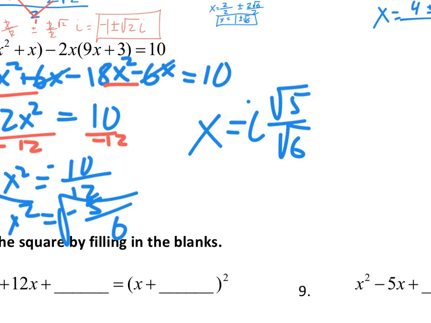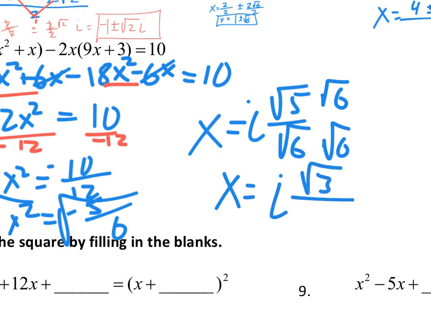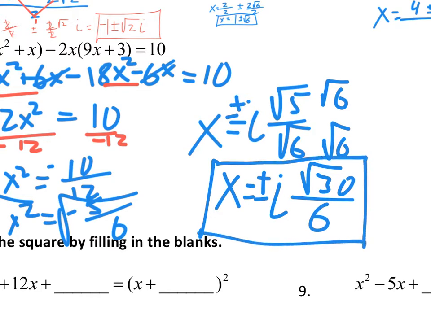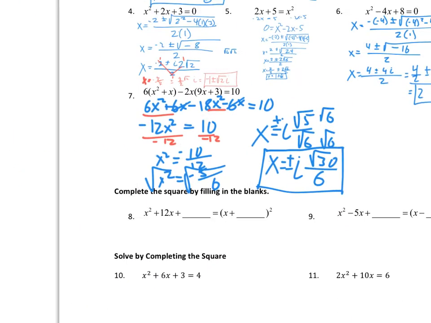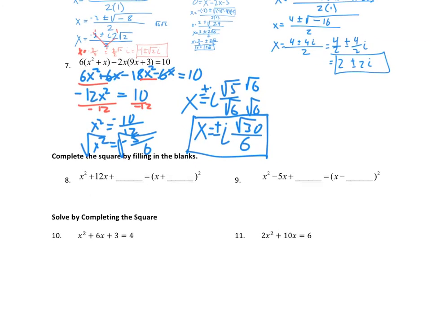And we end up with, so multiply by the square root of 6 on top and bottom. And we get i times the square root of 30 on top over 6. And, oops, don't forget the plus or minus when you take the square root. Almost did that. Easy to forget that. Okay? So there it is there.